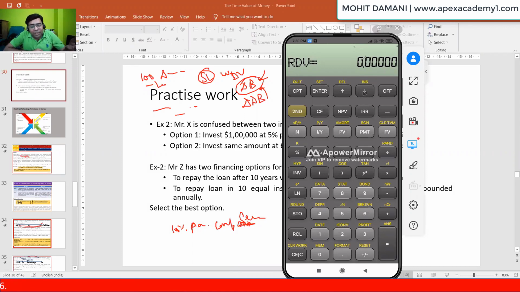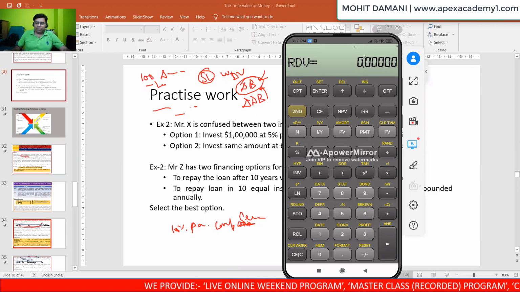Remaining depreciable value and remaining book value are two different things. Why? Because of the salvage value. Because salvage value creates a difference between the depreciable value and the book value. That's why. Okay.